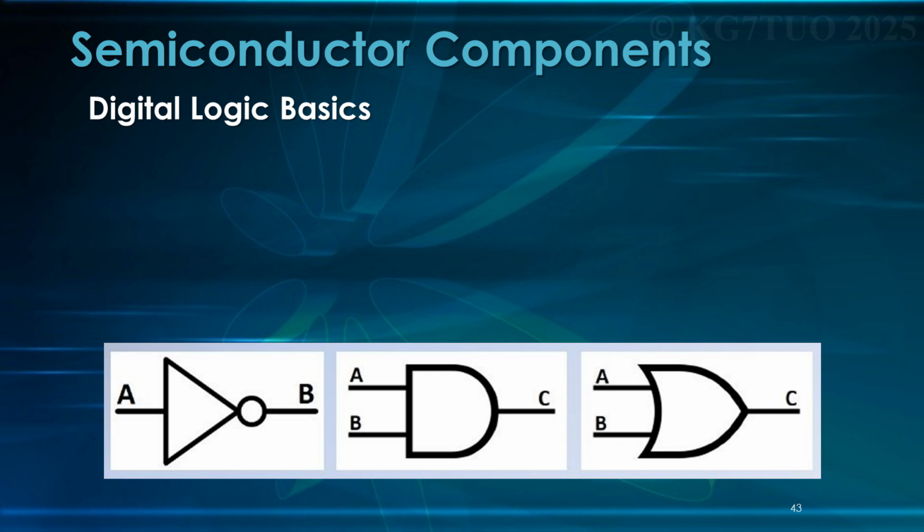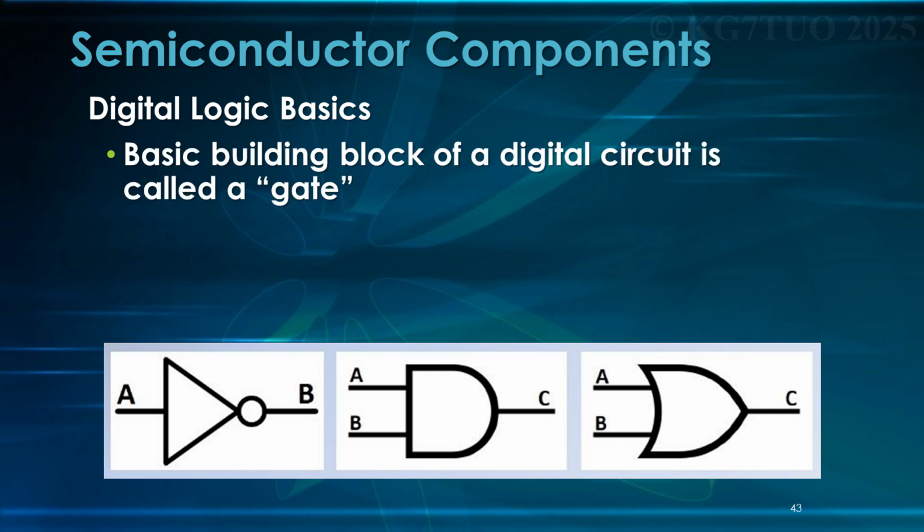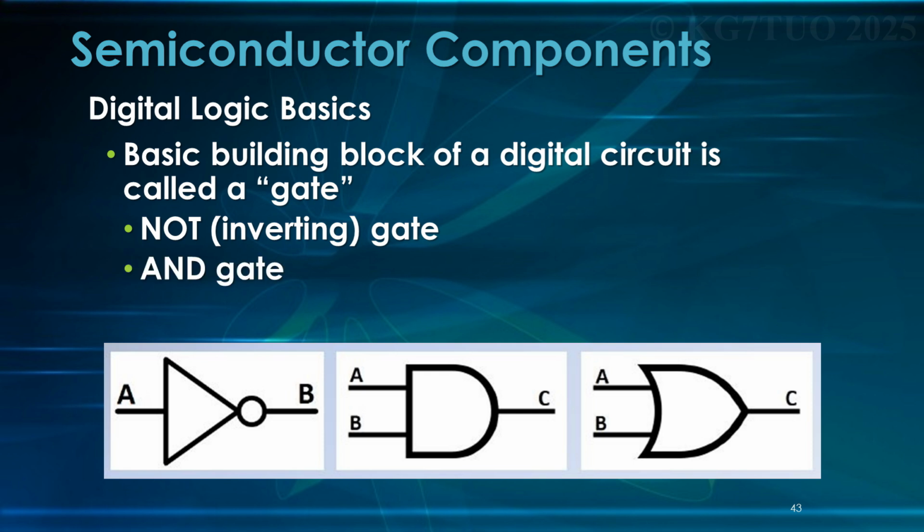Okay, if you do not understand this, because it will be on your test, raise your hand or say something. The basic building block of a digital circuit is called a gate. A non-inverting gate, a not gate, and an and gate, and then an or. What I want you to notice is there are 3 distinct characteristics here.